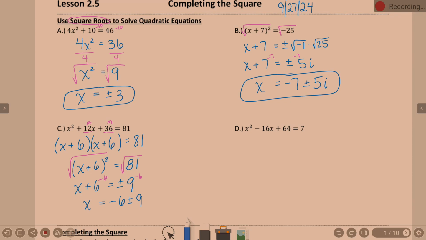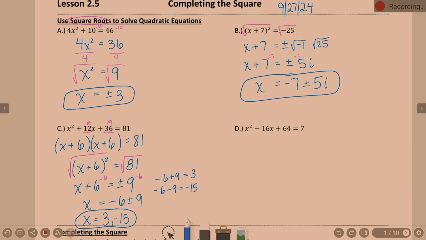Here's the point. Can we actually do this math here? Yeah, there's no i's here, is there? We can actually do the math. Up here, we couldn't do the math, could we? So the idea here is I can do -6 plus 9 and -6 minus 9. Okay? So -6 plus 9 is 3. -6 minus 9 is -15. So my solutions actually become 3 and -15.